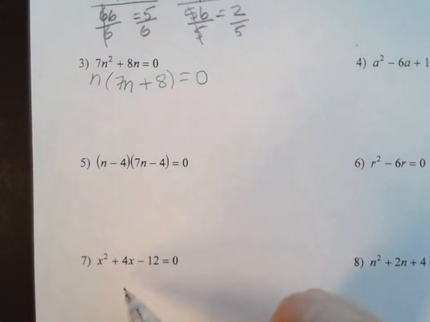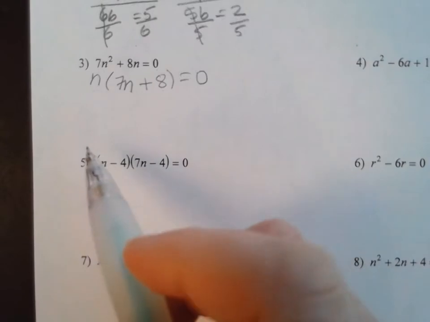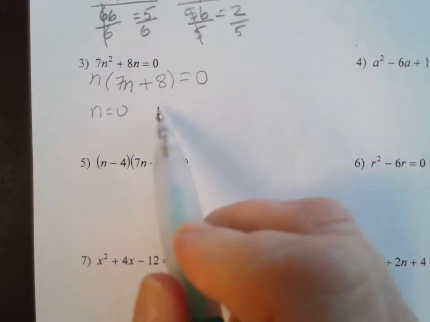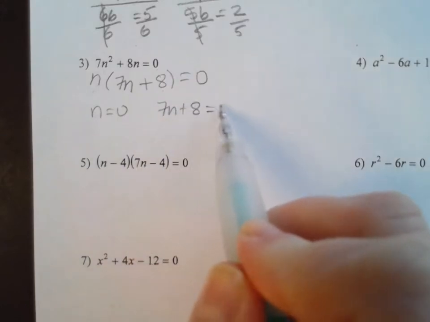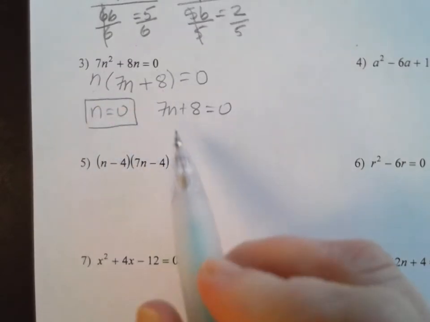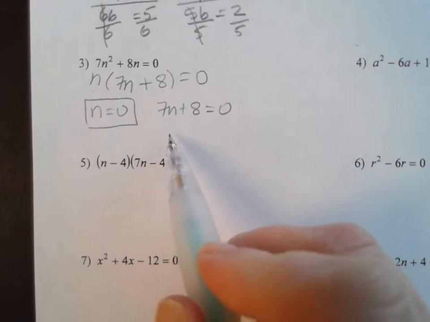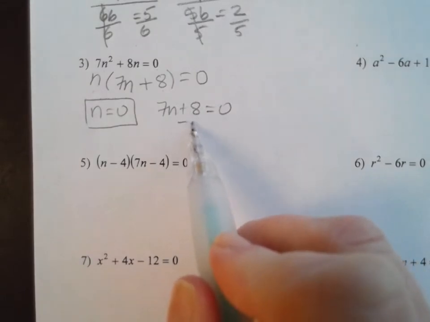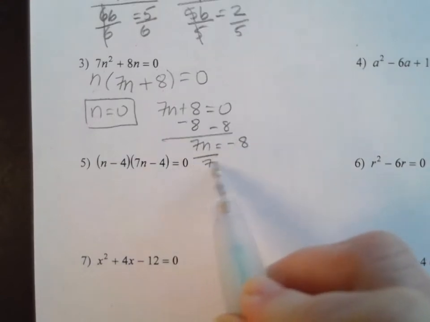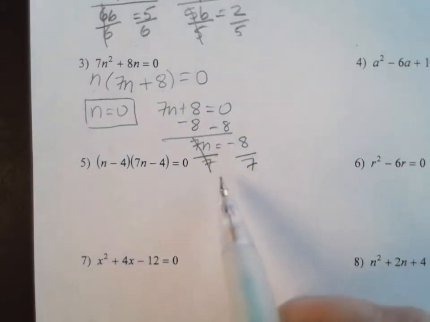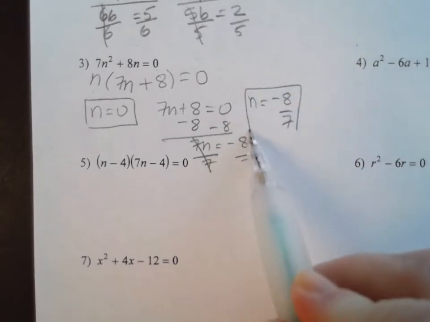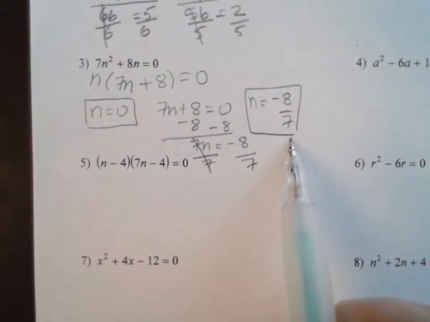Bring down my equal 0. And now all I have to do is set each of those factors equal to 0. So I'm going to take the n and set that equal to 0. And then I'm going to take 7n plus 8 and set that one equal to 0. Now for n equals 0, there's no more work. That is one of the solutions. The n is already by itself. For 7n plus 8, I've got to subtract 8 from both sides. So 7n equals negative 8. And then divide both sides by 7. So when I divide by 7, that leaves me with n equals negative 8 over 7. So my two solutions for number 3 are negative 8 over 7 and 0.